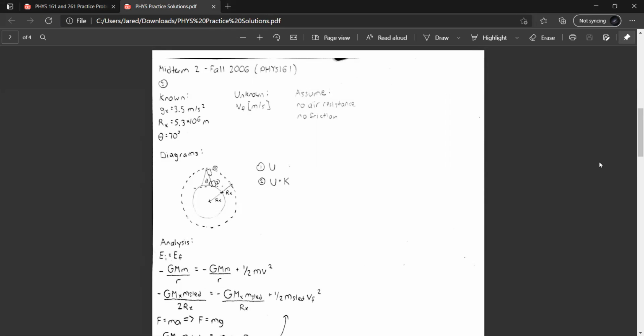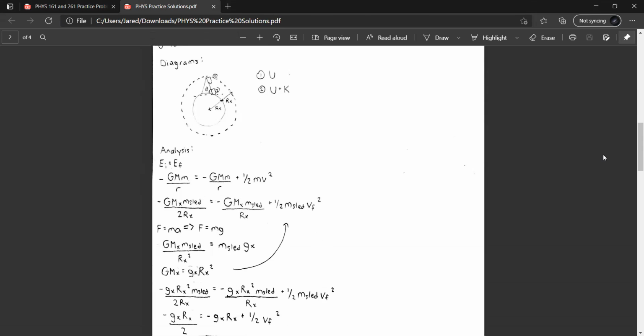The best way to go about this first is to draw a diagram. This is what the original problem had, but I labeled the state at the top of the mountain 1, and at the bottom of the mountain 2. When the sled starts at the top of the mountain, it only has potential energy, so it just has U. But when it's going down the mountain, it has both U and K, because U is the component made up of the radius of the planet, and K is the kinetic energy it builds up as it goes down the mountain.